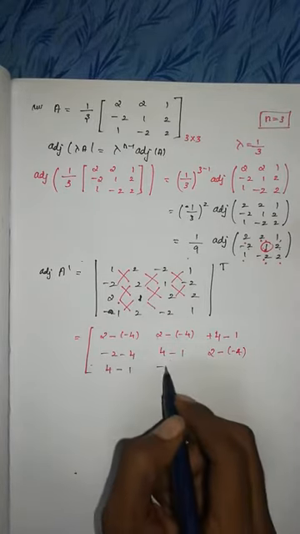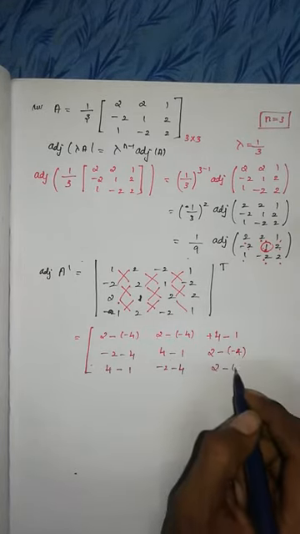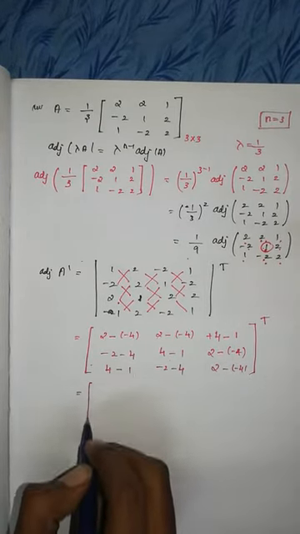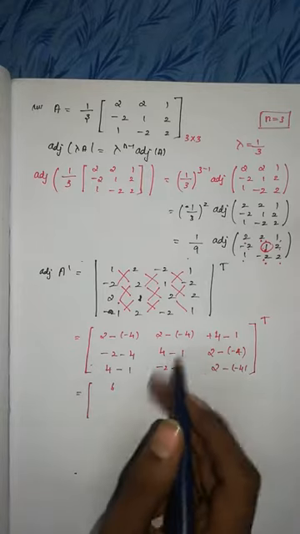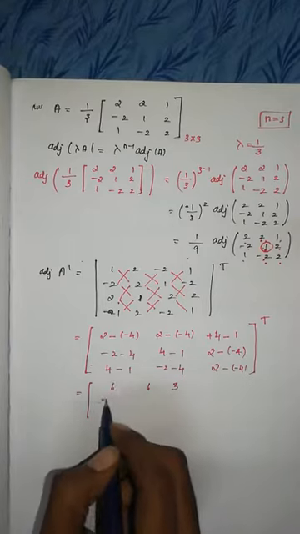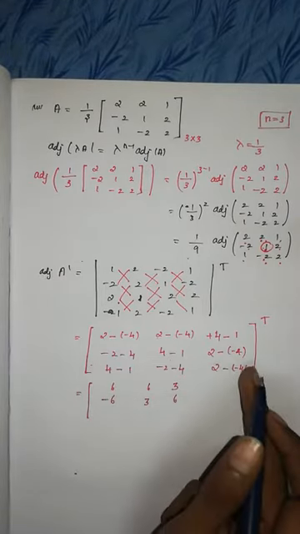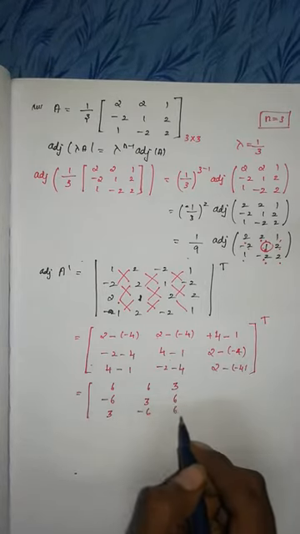Here I have minus 2. 2 into 2 is 4. 2 minus 4, transpose. So 2 minus of minus 4 is plus 4, which is 6. Here again 6. Here I have 4 minus 1 is 3. And minus 2 minus 4 is minus 6. 4 minus 1 is 3. 2 minus of minus 4 is 2 plus 4, which is 6 again. So this is 3, minus 6, and 6.